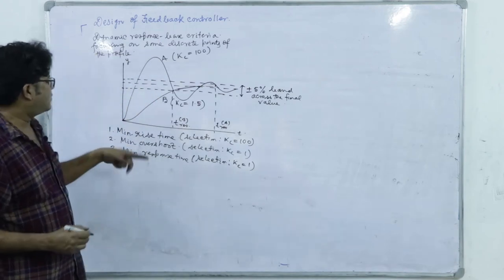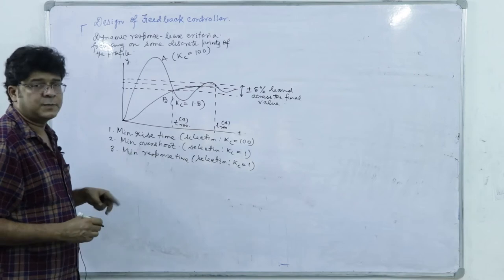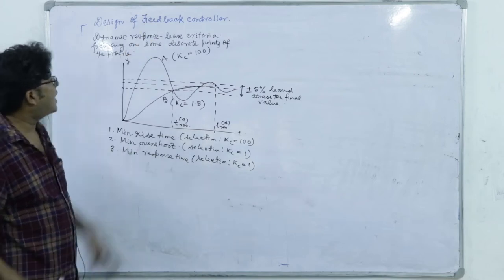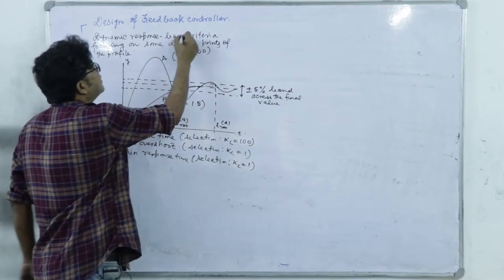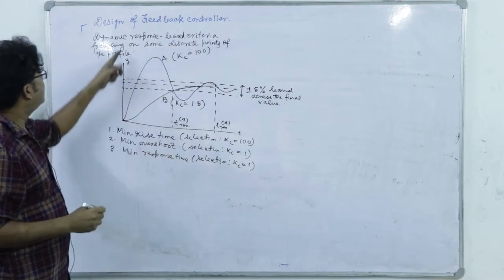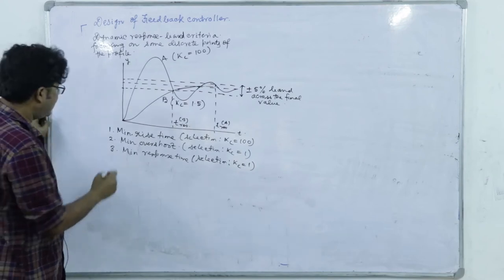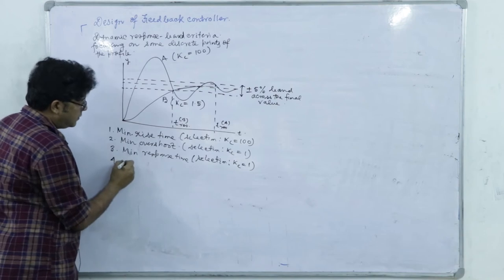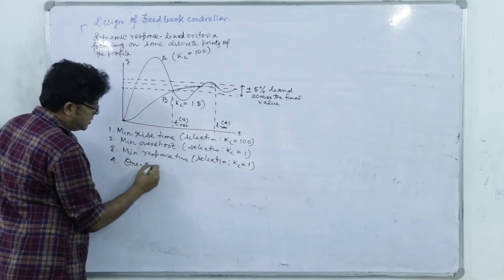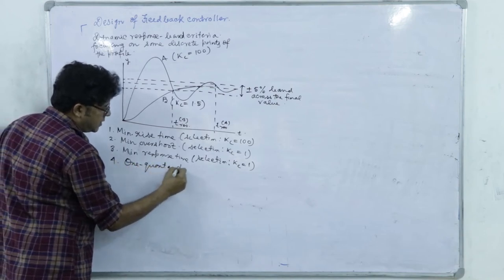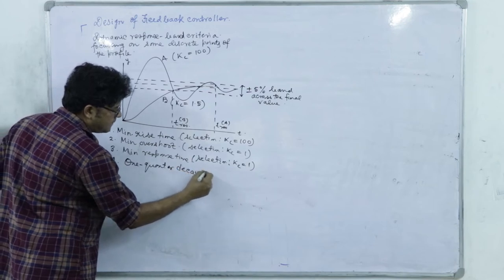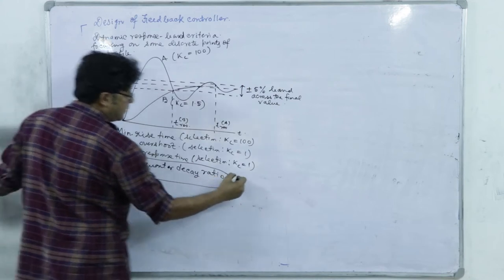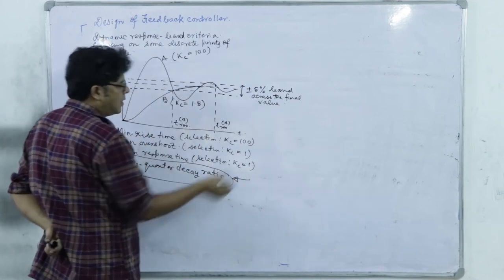So minimum rise time, minimum overshoot, minimum response time, these are the standard criteria which belong to the dynamic response based criteria focusing on some discrete points. The most popular criterion of this group is 1/4 decay ratio, right? This is definitely a thumb rule.